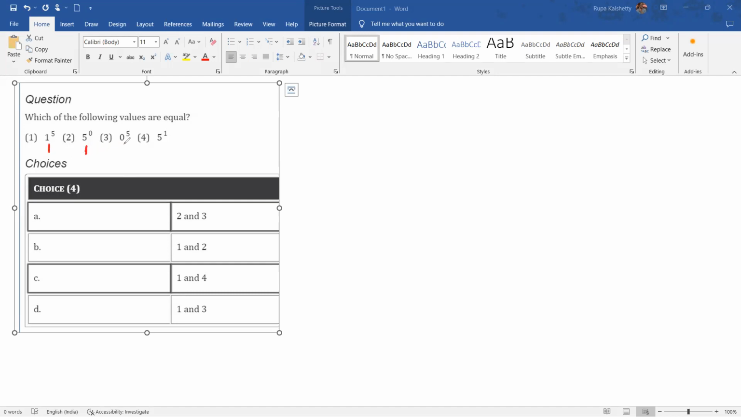Now option 3 we are checking here, which is 0 to the power of 5. 0 raised to any power is always 0. Okay, and option 4, 5 to the power of 1, is 5.